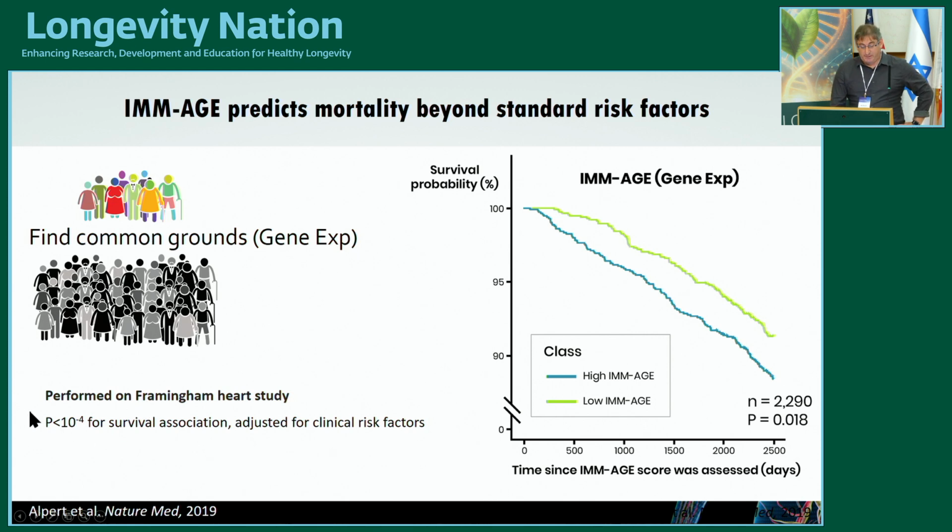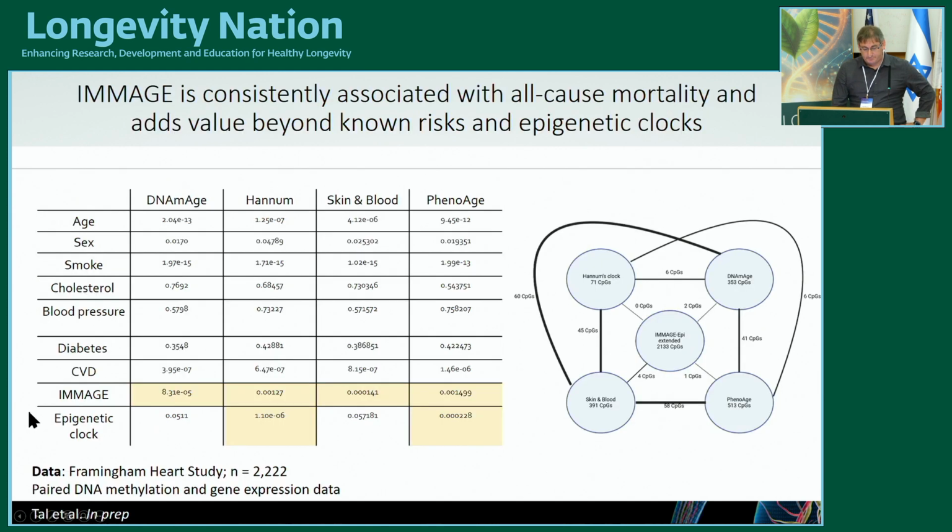And this is a significant survival association, and the odds ratio is 1.05. In fact, in the Framingham Heart Study, they also measured methylation, just like Steve was talking about in the previous talk. And so here's a table where we take in a lot of different clinical factors and the different published methylation clocks.